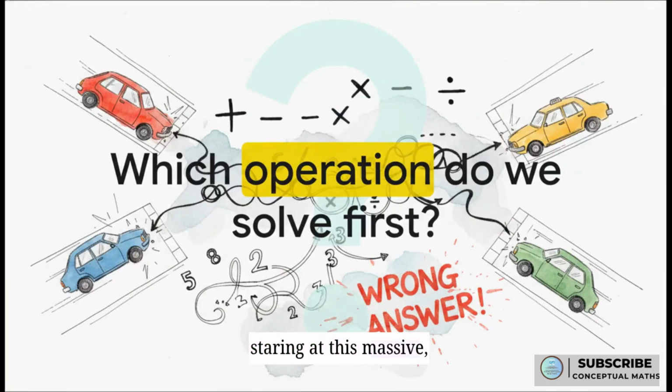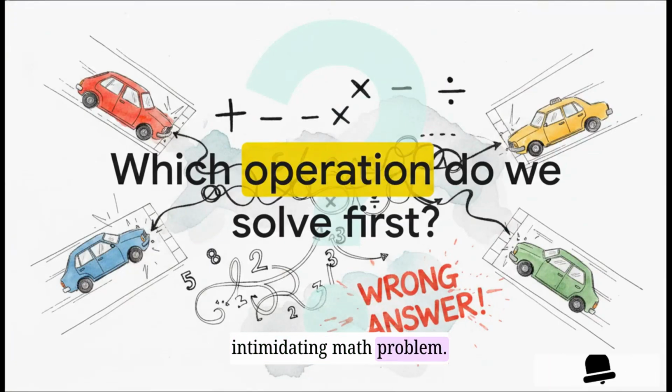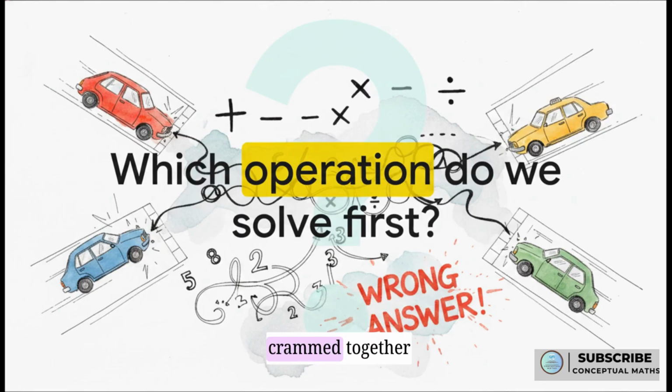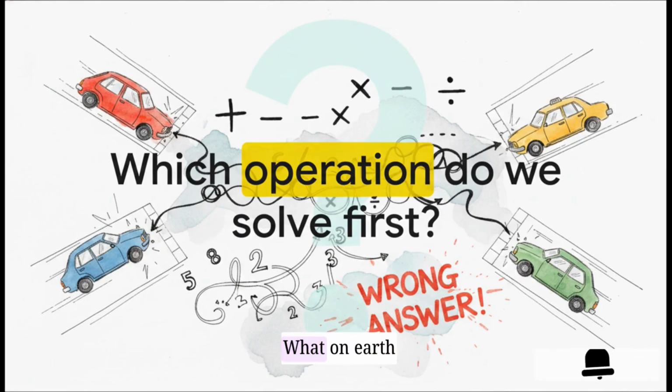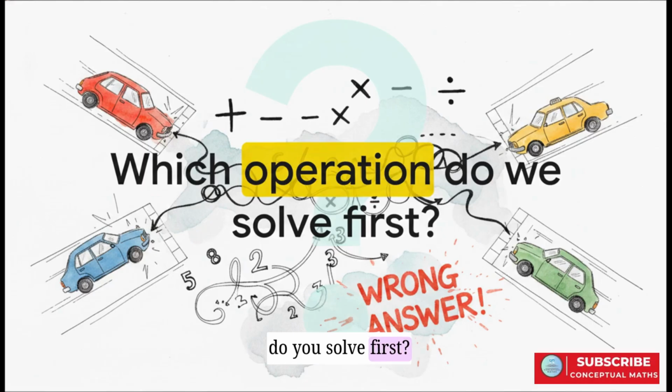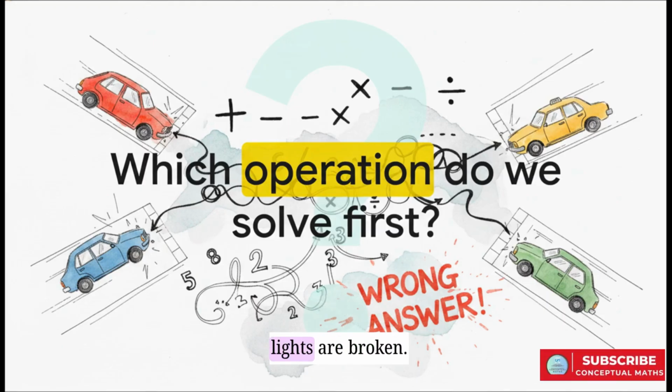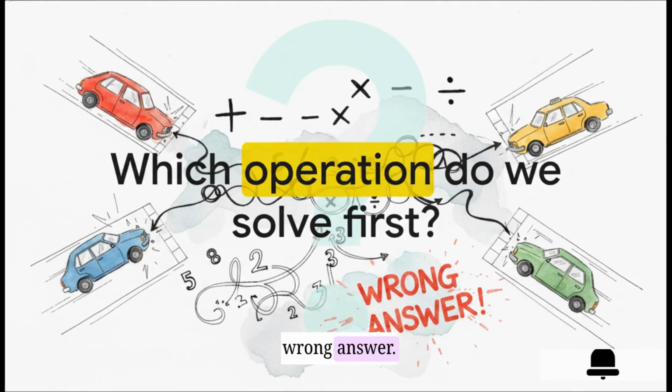Imagine you're staring at this massive, intimidating math problem. It's got a plus sign, a minus, a multiplication cross, a division symbol, and it's all just crammed together in one single line. What on earth do you solve first? Honestly, if you don't know the rules, it's absolute chaos. It's kind of like arriving at a busy four-way intersection when all the traffic lights are broken. Cars would just crash into each other. Well, in math, numbers crash, and that gives you a completely wrong answer.